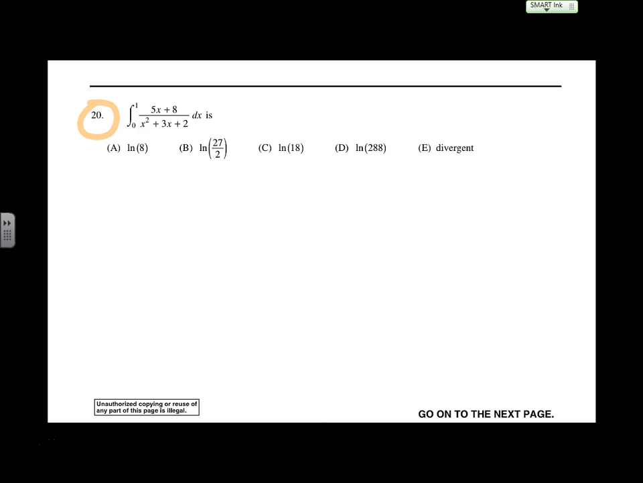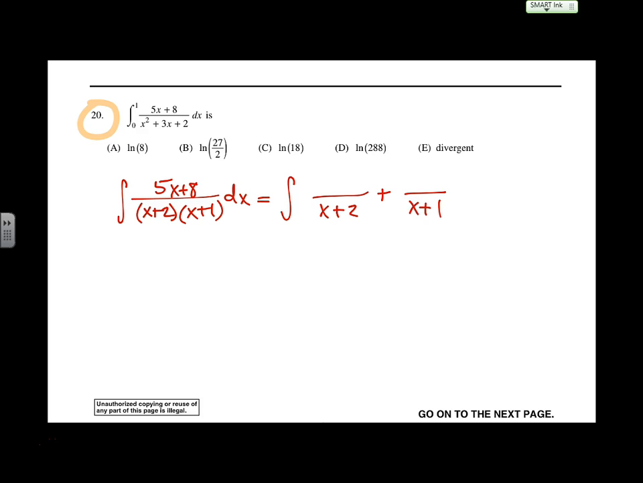Number 20. What do we do? You have to split it up. Split it up. What is that? X plus 2, X plus 1. I did this. Let's get a new part. Can you do our method? Yes, I did that. I don't think you can for the second part, the 8 over x squared plus 3x plus 2. You keep it all as one, because if you do that, it's going to be messy.